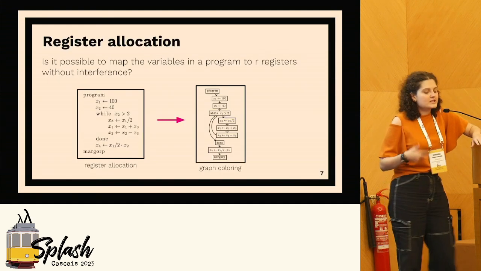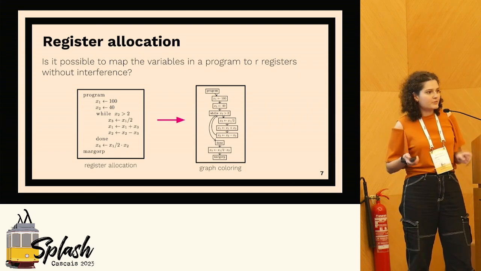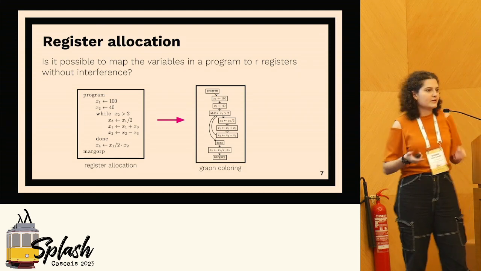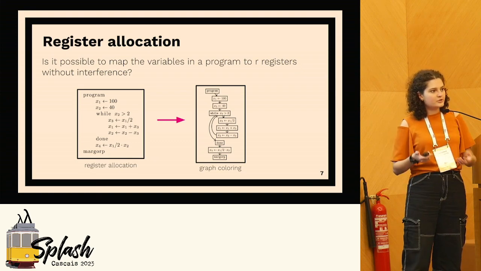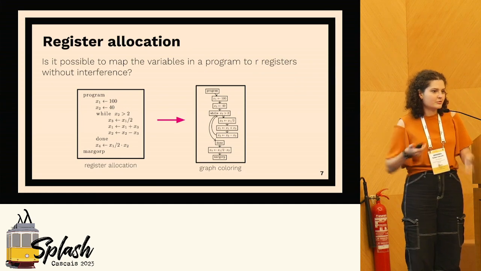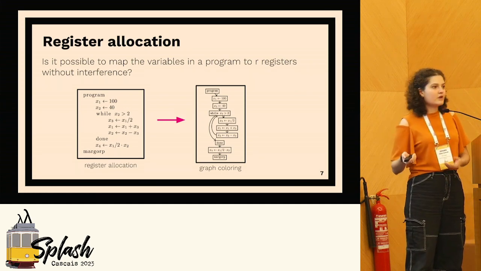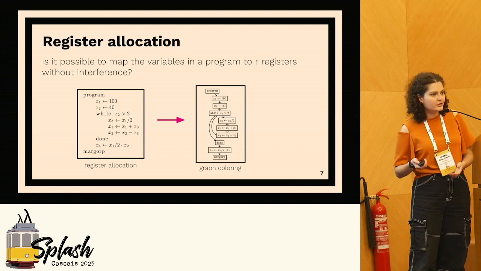So let's look at a more concrete example, something like register allocation. We want to know if we can map the variables in a program to registers without interference. If I'm using the value of two variables at the same time, we cannot map them into the same register, otherwise we're going to be overriding values, right? And this problem actually maps to a variant of graph coloring in our control flow graph.